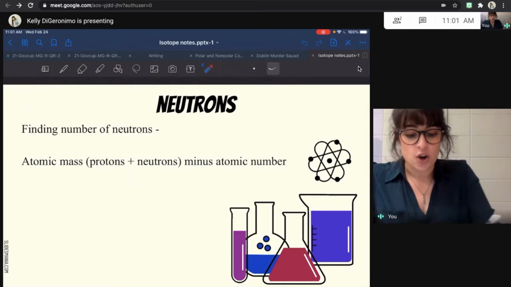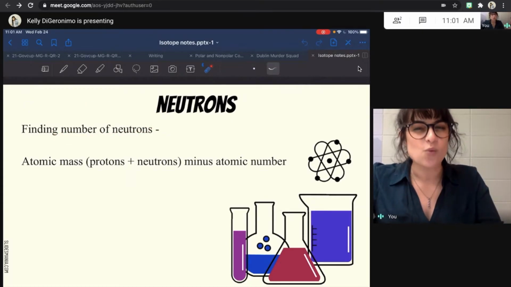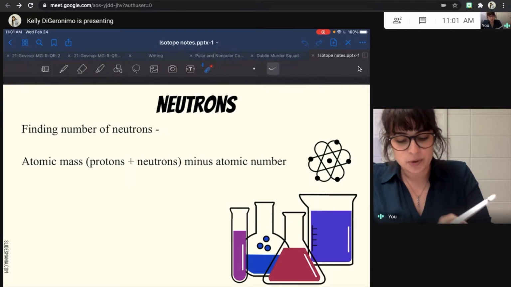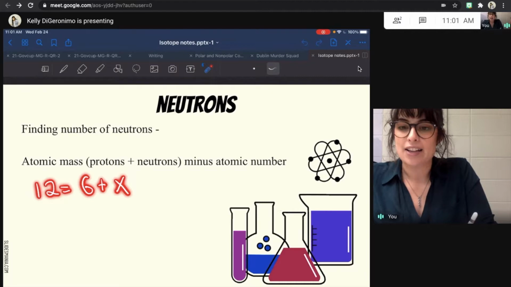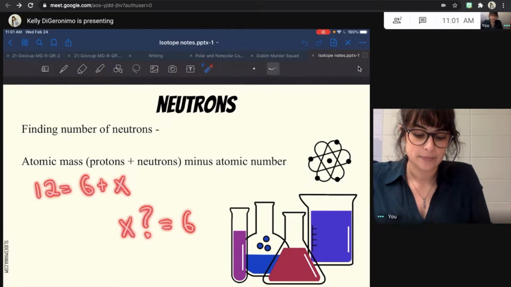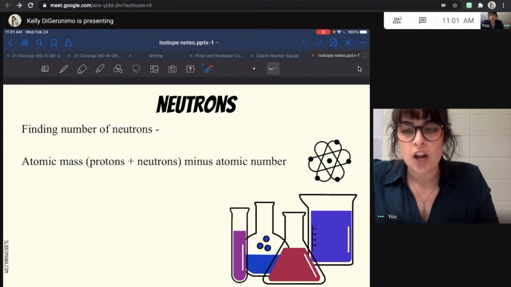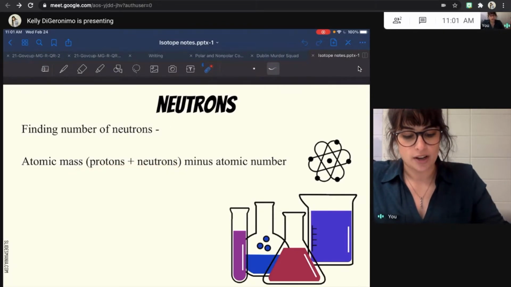Sometimes you're not going to know the number of neutrons, and we're going to have to find it ourselves. We can do that with just a one-step equation. It's kind of like algebra. Imagine if I told you 12 equals 6 plus x, and I asked you what's the value of x? You would say x equals 6. It's the same logic here. Your atomic mass is equal to the number of protons plus neutrons.